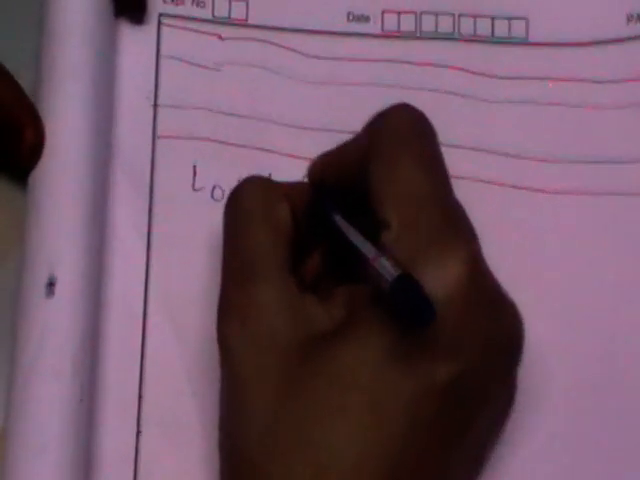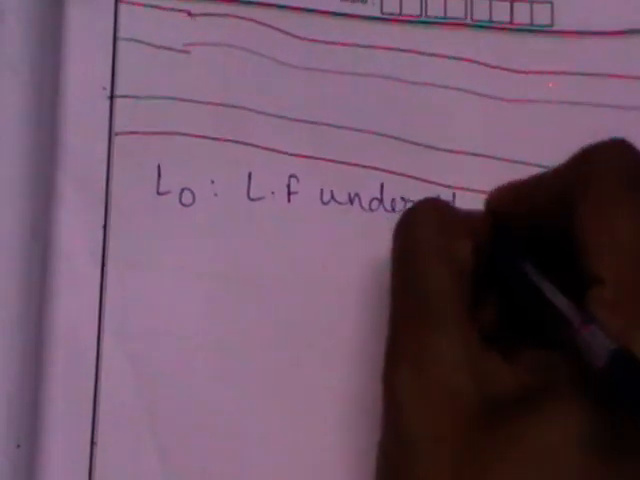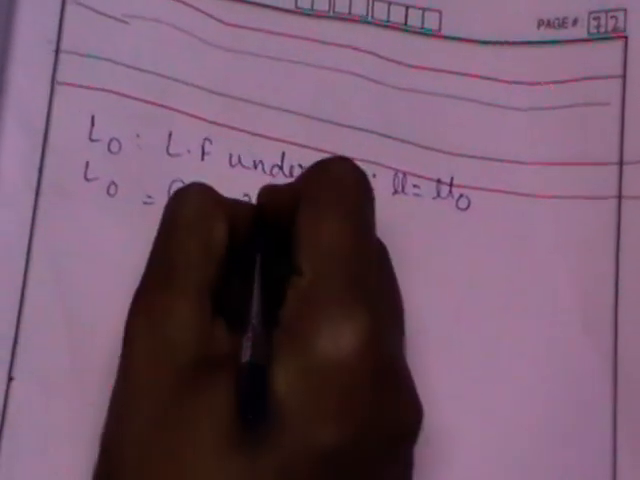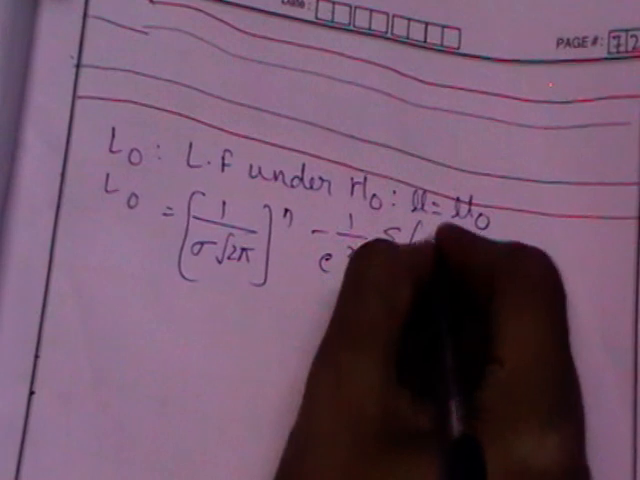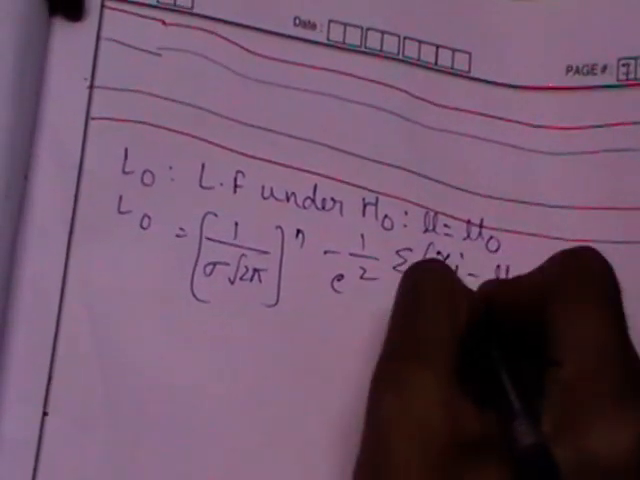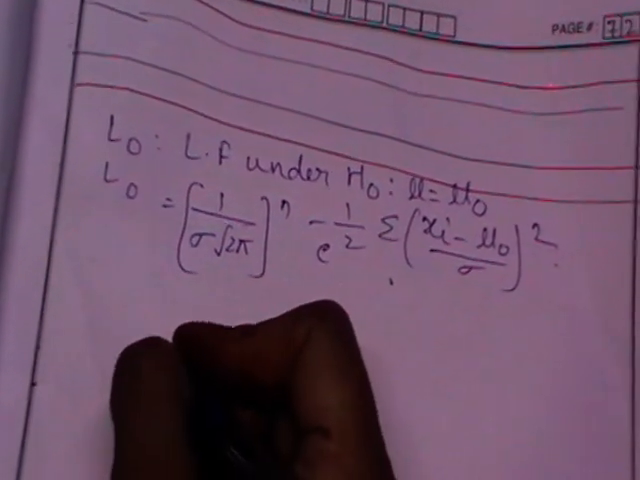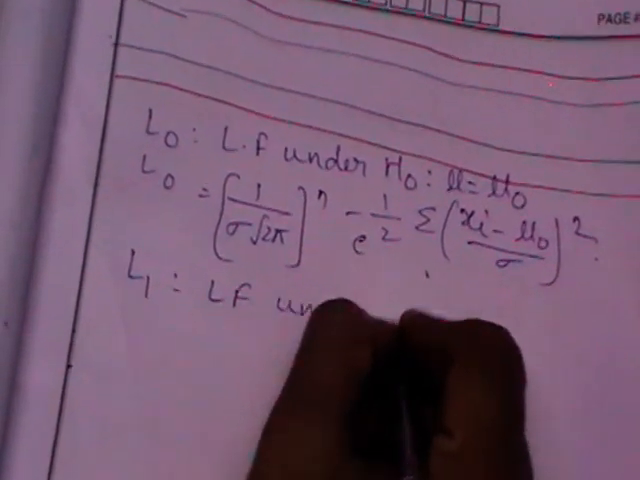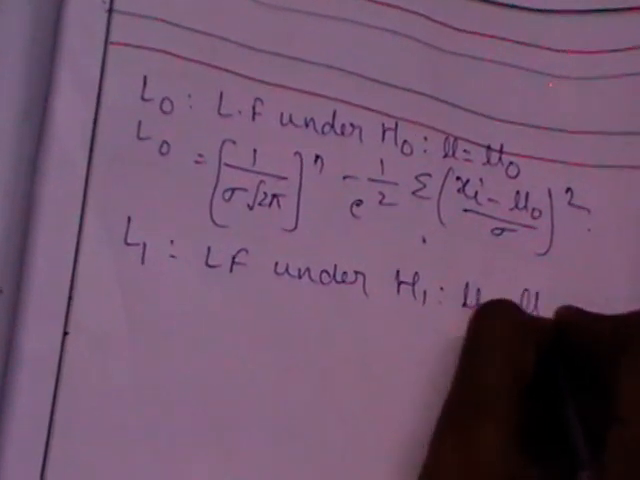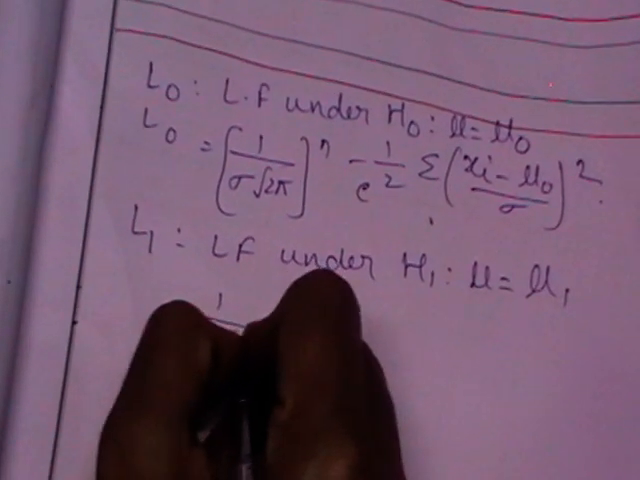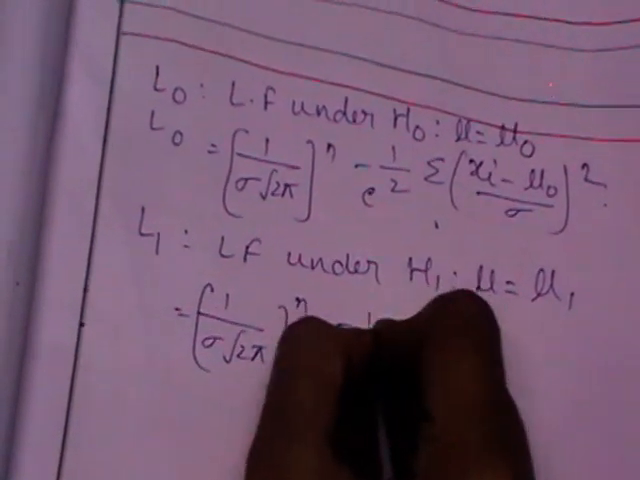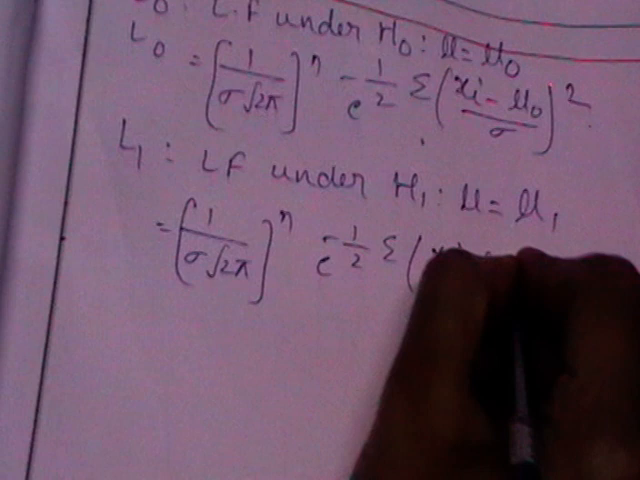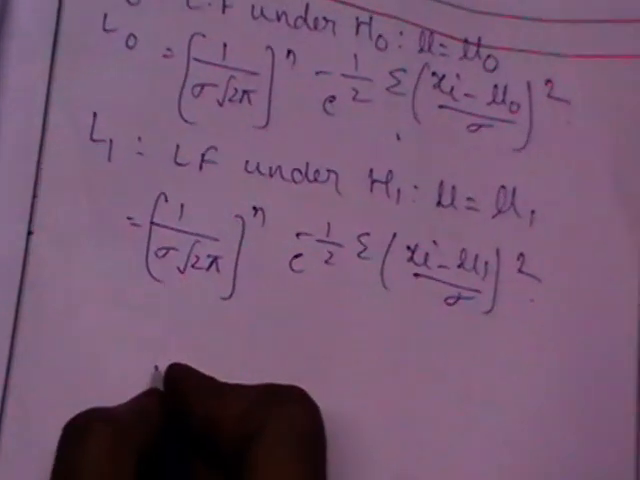What is L0? L0 is the likelihood function under H0. What is H0 here? H0: mu is equal to mu0. So L0 will be 1 by sigma root 2 pi whole power n into e power minus 1 by 2, where in the likelihood function you replace mu with mu0. And what is L1? L1 is the likelihood function under H1. What is H1? Mu is equal to mu1. So here 1 by sigma root 2 pi whole power n e power minus 1 by 2 sigma xi minus mu1 by sigma whole square. So we wrote L1 and L0.